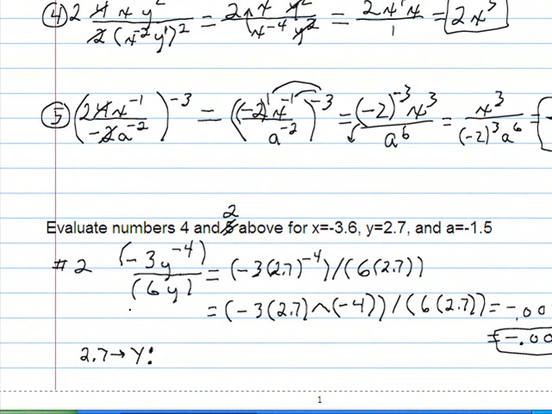Now all you have to do is put in the original equation. Open, -3, y to the power, bracket the -4 because it's an exponent, close, divided by, open, 6y, close. Put a colon, hit enter, and you get that same answer.